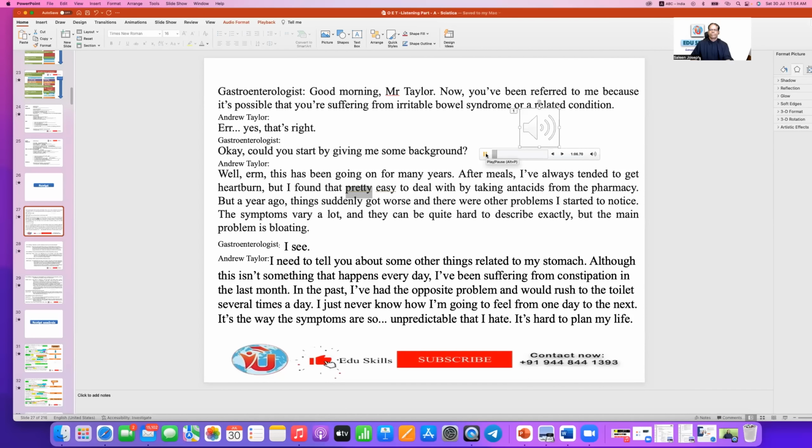You hear a gastroenterologist talking to a patient called Andrew Taylor. For questions 1 to 12, complete the notes with a word or short phrase. You now have 30 seconds to look at the notes.